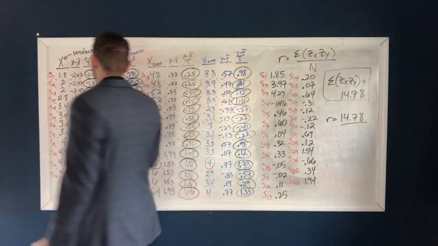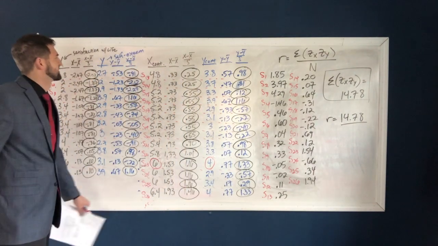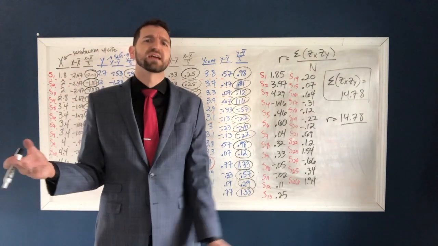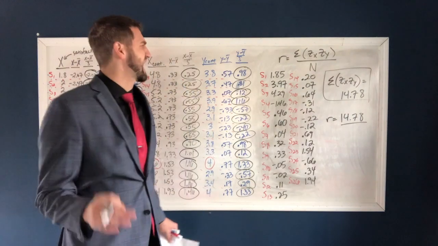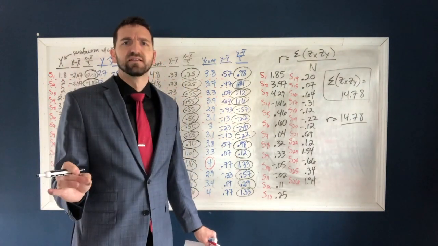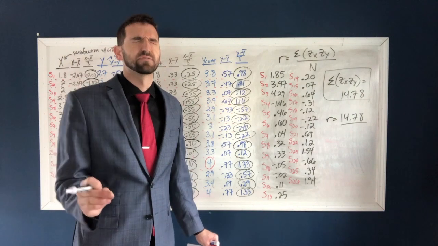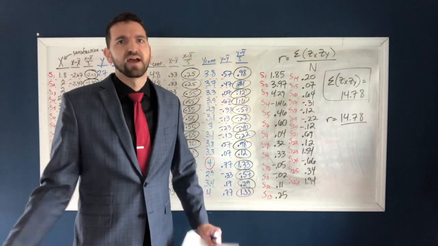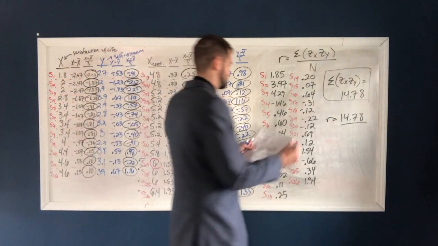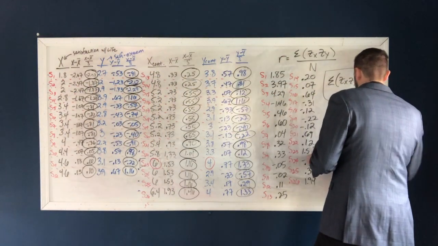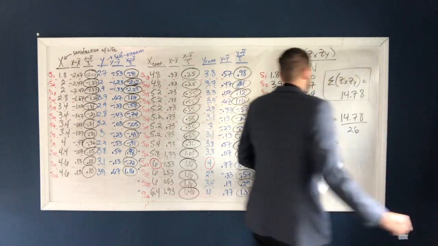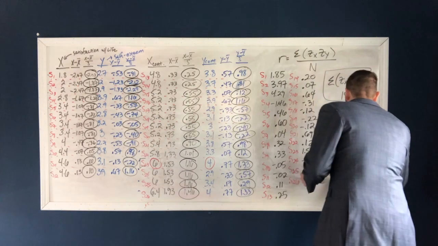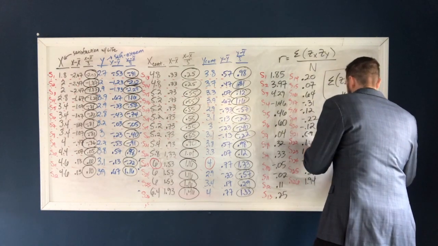We have 26 satisfaction with life scores, and we have 26 self-esteem scores. So is our sample size 52? No, think of it as n pairs. How many pairs of scores do we have? You can think of it that way, or think of it, how many participants do we have? Well, we have 26 participants. So that's exactly what n is going to be. So then 14.78 divided by 26 will give you R equals 0.57.